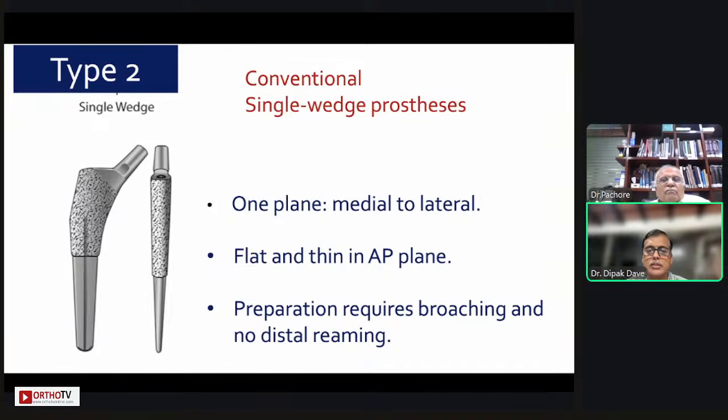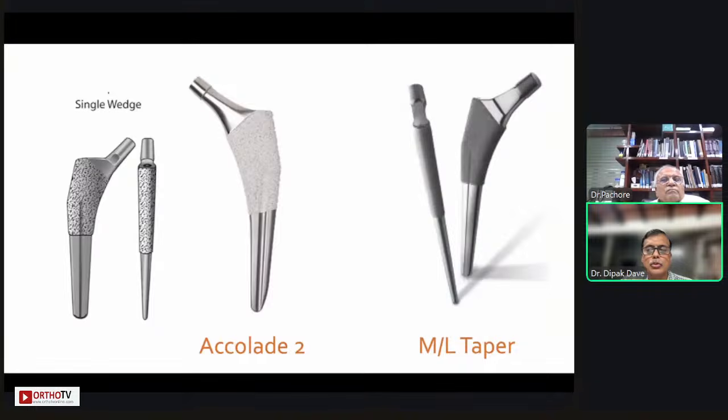It is a single wedge type. It is mainly wedged in one plane, that is mediolateral. It is flat and thin in the anteroposterior plane. So mediolaterally it will be broad and flat in the anteroposterior. Preparation requires broaching and no need for distal reaming, and the type 2 stem is also reasonably short. The most common stems we use are the Accolade 2 or an ML Taper from Zimmer, and Accolade 2 from Stryker. These are the most commonly used single wedge type 2 stems.